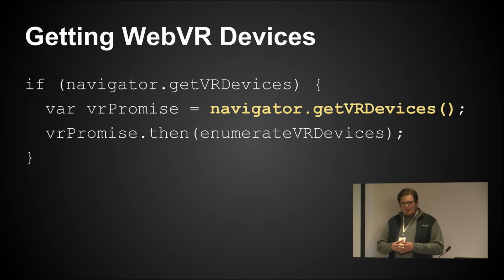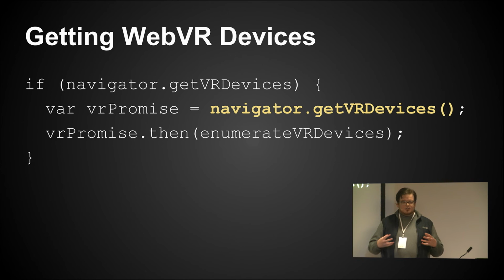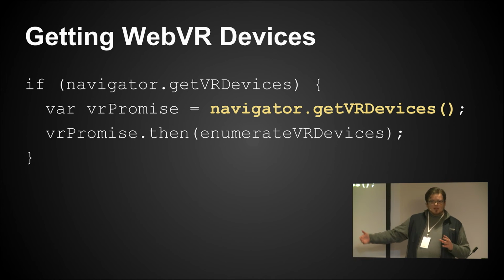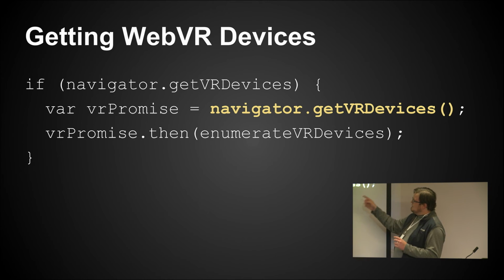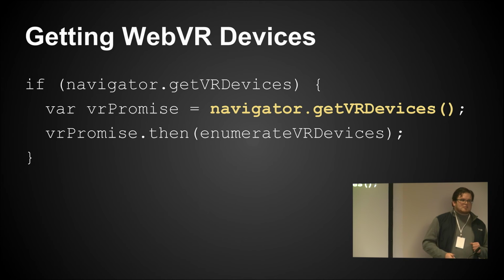So, at the very outset of things, we need a way of getting the devices that are connected to your system. Now, this may be an Oculus Rift. This may be just your phone that we're treating as a VR device. This may be some future device that we don't know about. In all cases, you're going to call navigator.getVRDevices, and this will return a HTML5 promise.